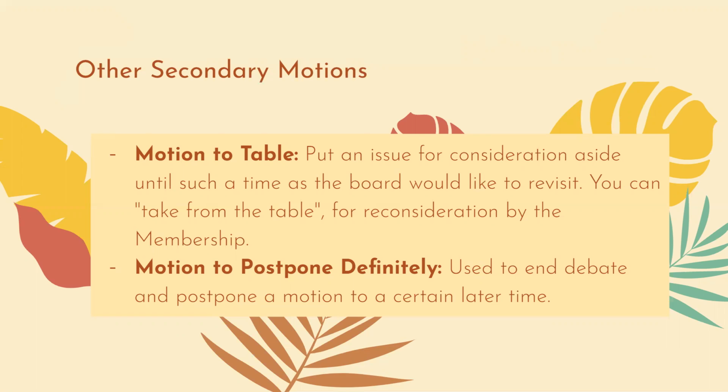Your other secondary motions, one, for example, is a motion to postpone definitely. Sorry, indefinitely, there's a difference. So this is used to end debate and postpone a motion to a certain later time. If you guys in your club or in your district have been talking about a certain issue for the longest time, you want to end that debate so as to get on with other items, you can motion to postpone definitely. And as you'll see there, that motion will be considered at a later time.